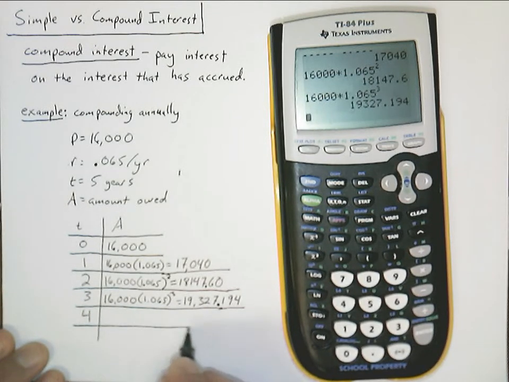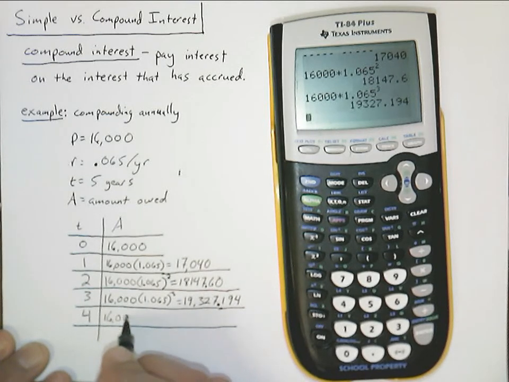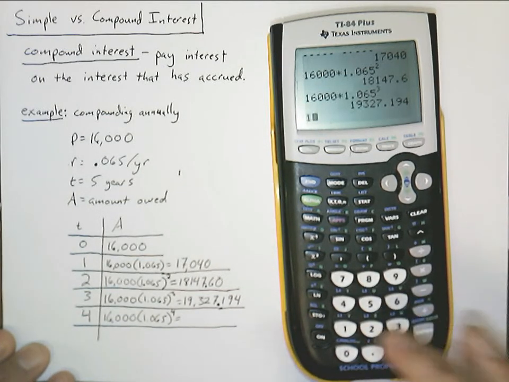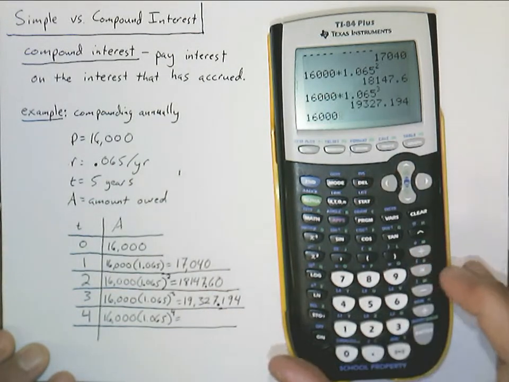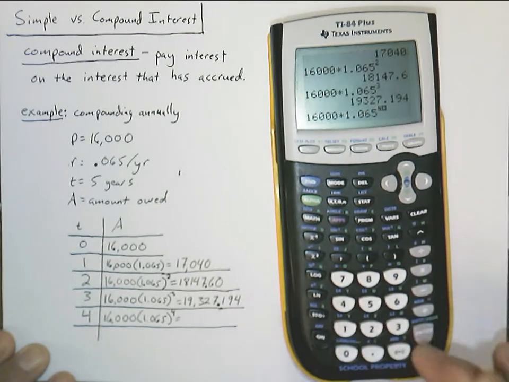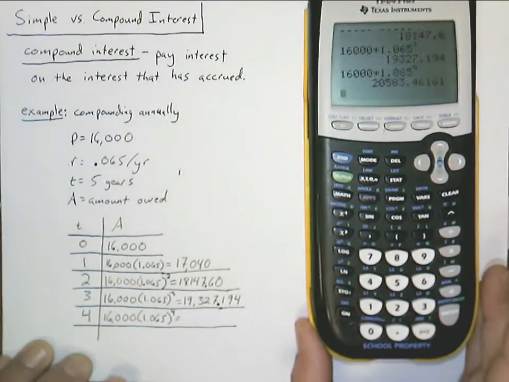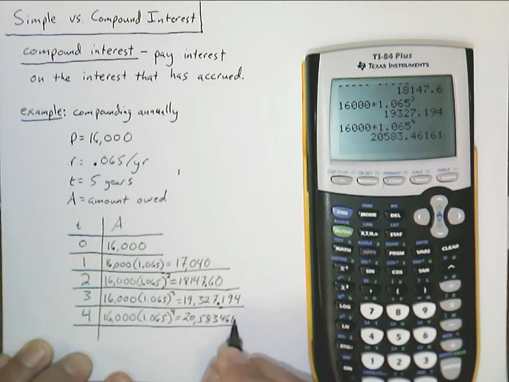4th year. Hopefully you can see the pattern here. We're just going to multiply by another factor of 1.065. So the exponent becomes 4. And so it goes 16,000 times 1.065 to the power of 4. And we get this amount, $20,583.46161.